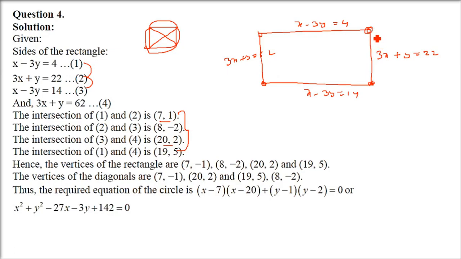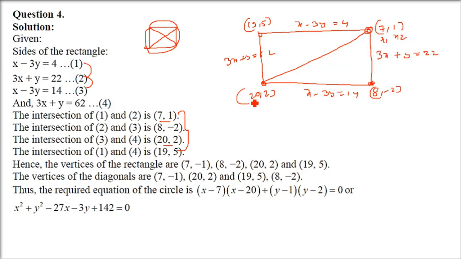As I said, this is 7, 1. Then we have 8, minus 2, 7, 1. You have 20, 2. This is 8, minus 2, and this is 19, 5. So either you take 20, 2 or 7, 1, or you take 19, 5 or 8, minus 2, it doesn't matter. The same circle is going to come.